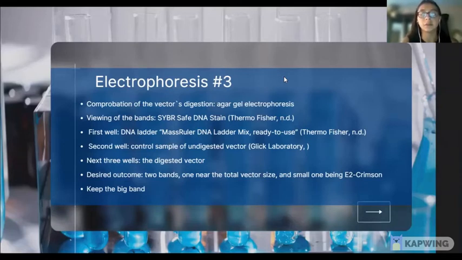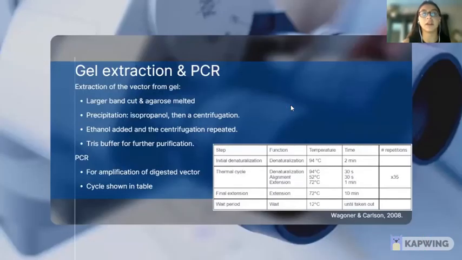The expected results will be 2 bands, one near the total vector size and the other one far below, being the E2 Crimson. In this case, it's important to keep the big band for the extraction. And finally, we will follow the same gel extraction and PCR processes as the ones previously mentioned in this presentation.